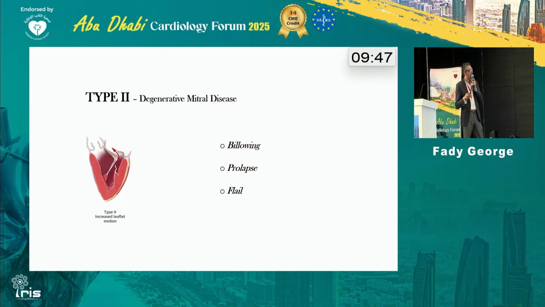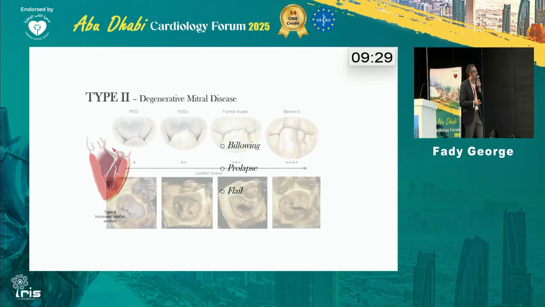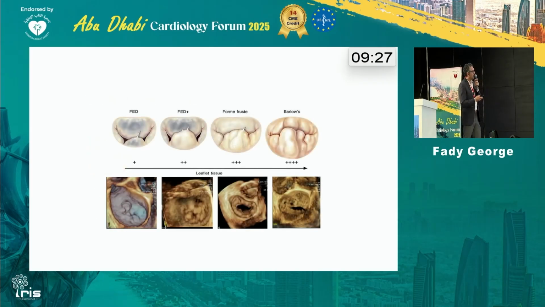Type 2 degenerative mitral disease, like Barlow's, fibroelastic deficiency, flail valve, prolapsed valve. There's a lot of differences between them, by the way, but many of them are fibrodegenerative disease. So this is type 2. We spoke about that. This is not a normal leaflet motion. There is an increased leaflet motion. We'll see some examples here.